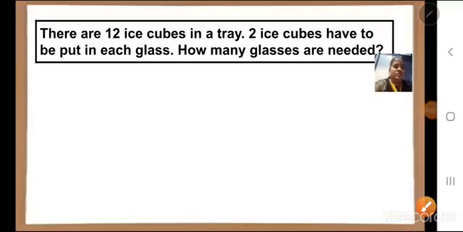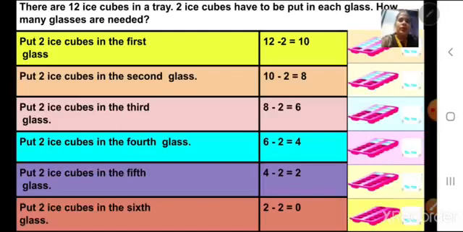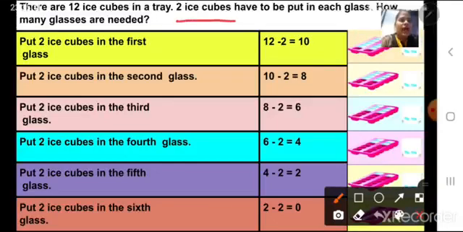Now we are going to see how it can be done with repeated subtraction. Now see here. The same question we have. There are 12 ice cubes in a tray. 2 ice cubes have to be put in each glass. How many glasses are needed? First we are going to put 2 ice cubes in the first glass. From the ice tray, we are going to take 2 ice cubes and put them in this glass.